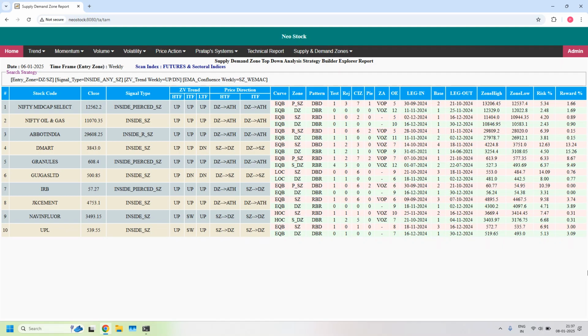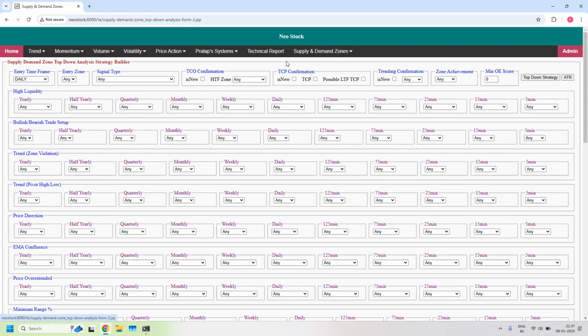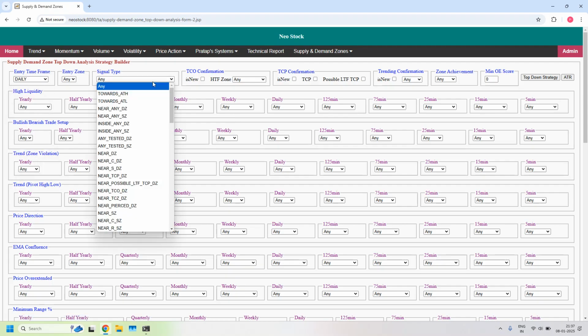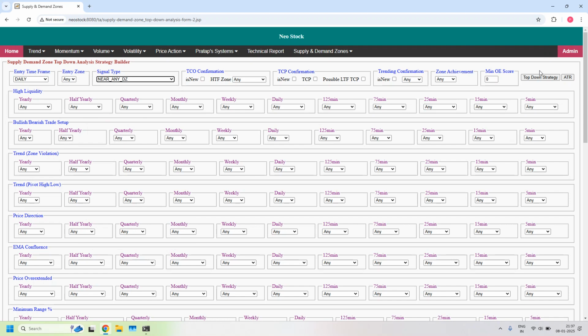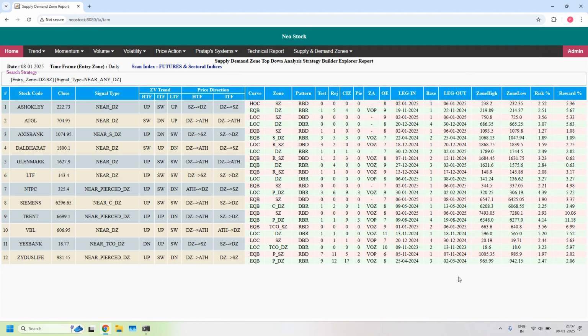So this is about weekly time frame. Next time frame is daily. Entry time frame daily. Let us find the stocks near daily demand zone. 12 stocks are filtered. Let us identify high liquidity daily demand zones from this list.